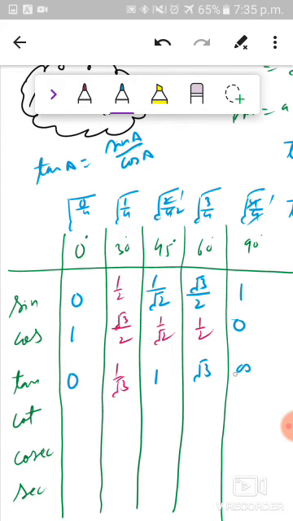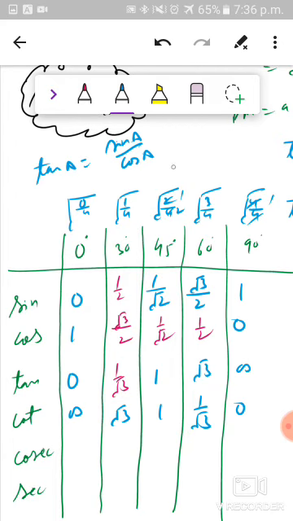So we got the values for tan, and to write values for cot, we will start from here. Not defined, root 3, 1, 1 by root 3, and at last 0. So tan 0 degree is 0, tan 30 degree is 1 by root 3, tan 45 is 1, tan 60 degree is root 3, tan 90 degree is infinity or not defined. Cot 0 degree is not defined, cot 30 degree is root 3, cot 45 is 1, cot 60 is 1 by root 3, and cot 90 is 0.